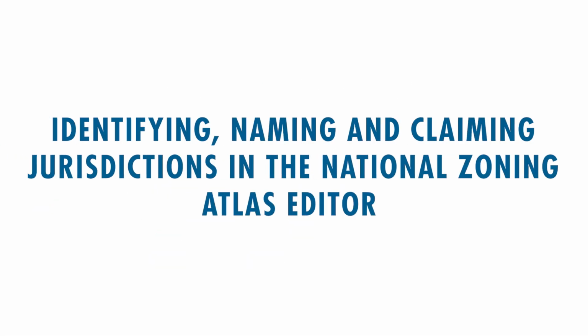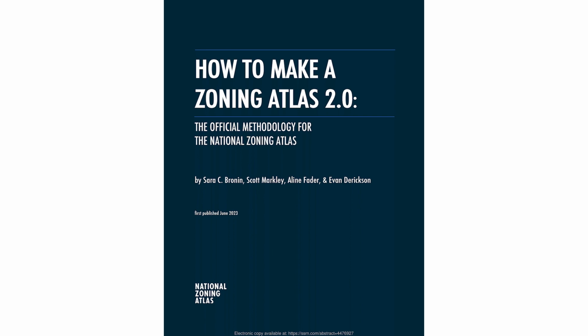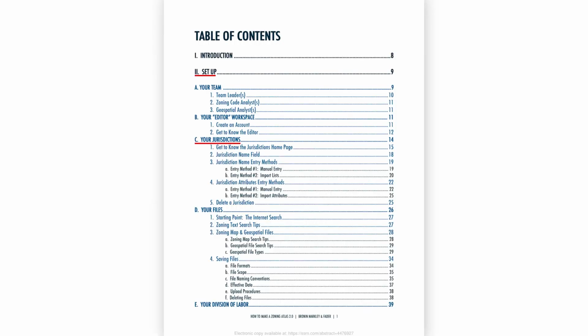This video will show you how to establish the list of zoning jurisdictions your team will be working on in the National Zoning Atlas editor. What we talk about in this video corresponds to Part 2C of the How to Make a Zoning Atlas guide. Usually, a team leader will be in charge of this task.